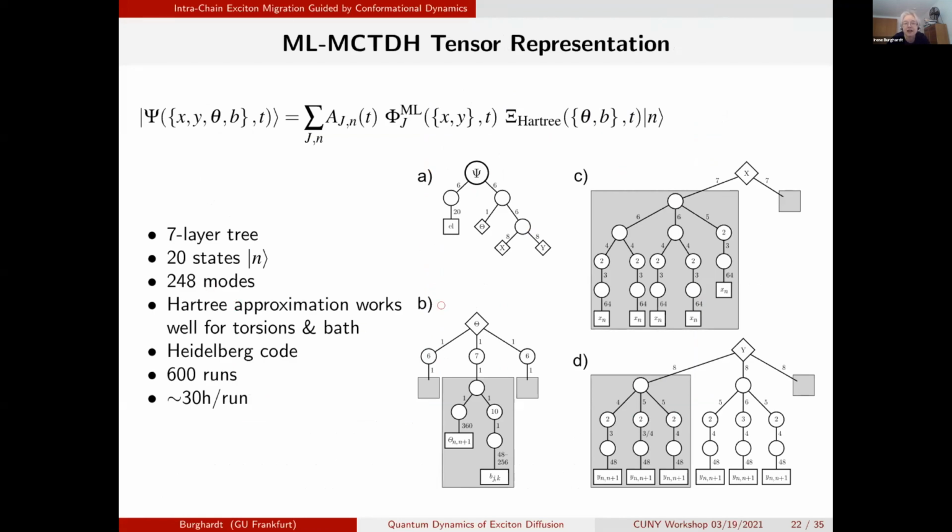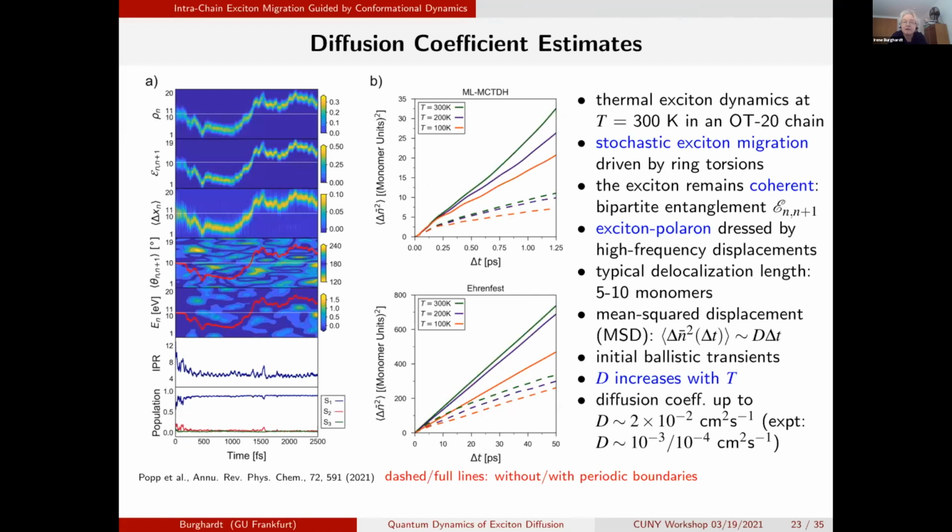And technically, we are doing this multi-layer MCTDH. We have a 7-layer tree, and we have this stochastic Hartree bath. Now, from these simulations, we can extract diffusion coefficients. We can actually compute MSDs, yeah?